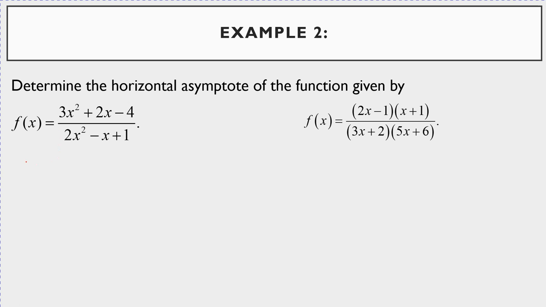But let's just work the limit and verify this. So let's look at the limit as x goes to infinity. So what you're going to have to do here is you're going to take everything and divide it by x to the highest degree. Okay, so this is 3x squared divided by x squared plus 2x over x squared minus 4 over x squared. Literally everything.